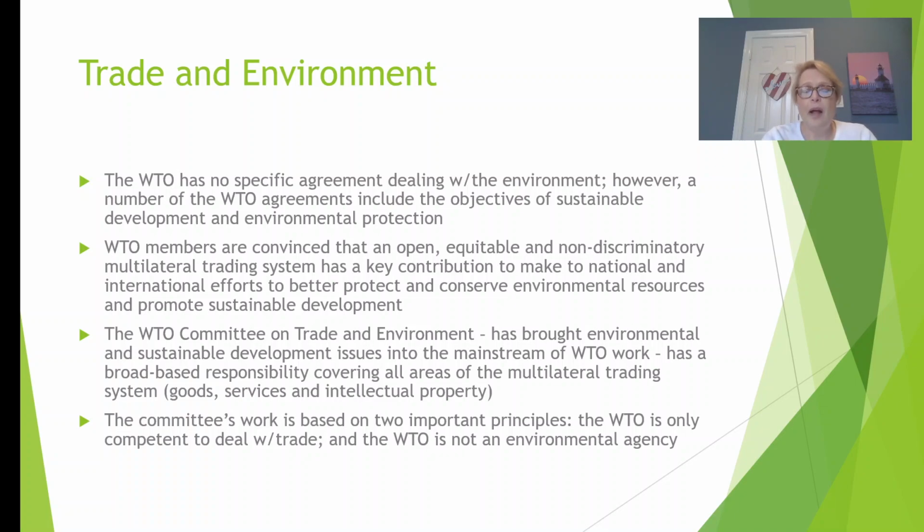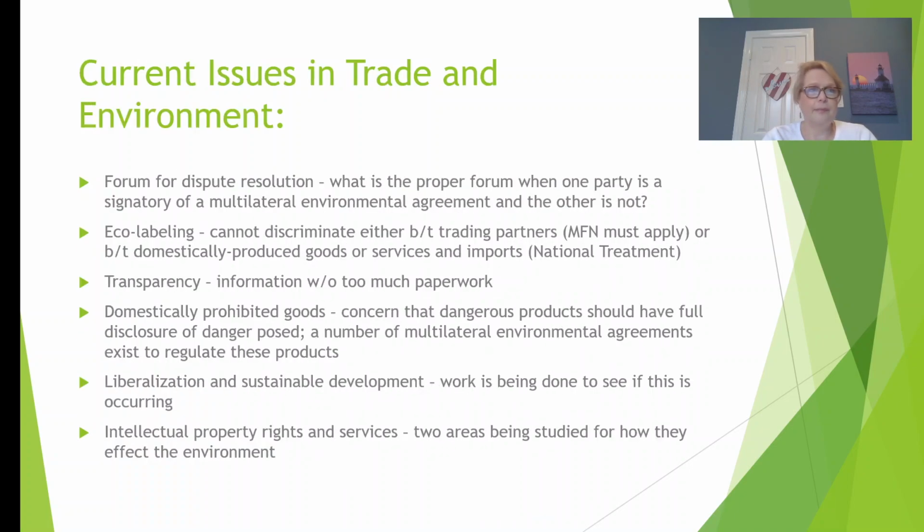At the end of the day, the bottom bullet is the most important thing here. The WTO is only competent to deal with trade, and they are not an environmental agency. So the current issue in trade and the environment is that there is no proper forum for dispute resolution. We need to talk about eco-labeling. We need to talk about whether we're making too much paperwork, whether we have goods that are prohibited in certain countries and how they should be labeled, and whether we should be making some requirements amongst the countries really participating in free trade across the world about sustainable development.